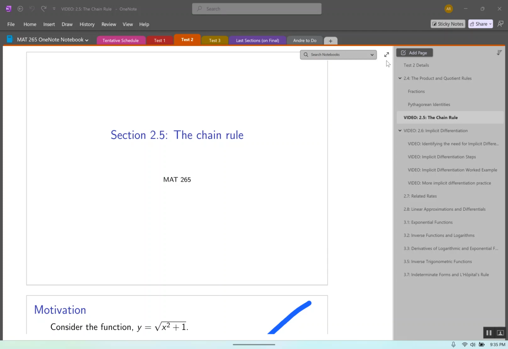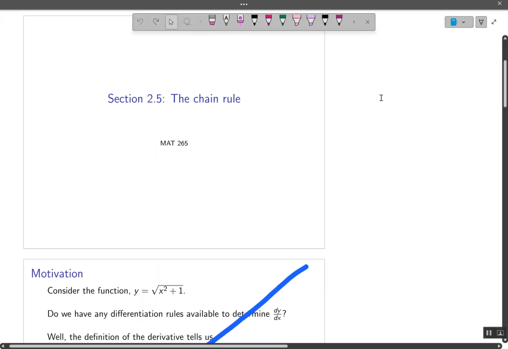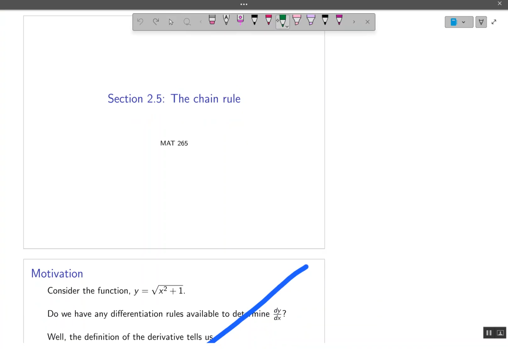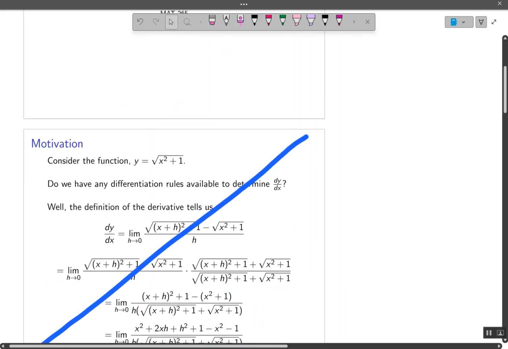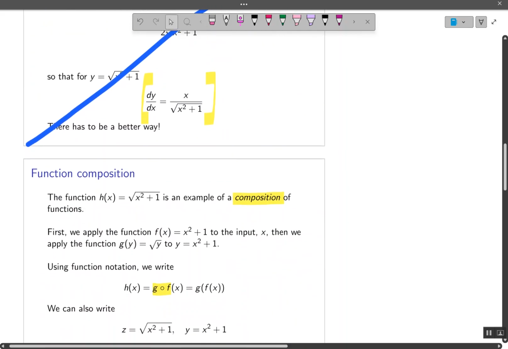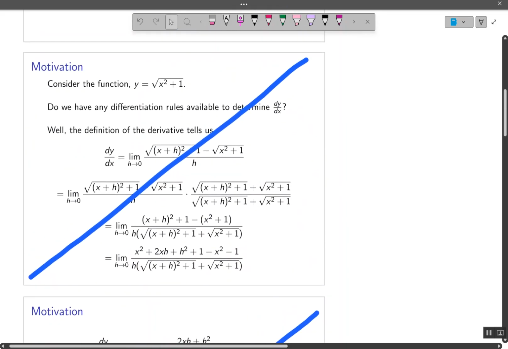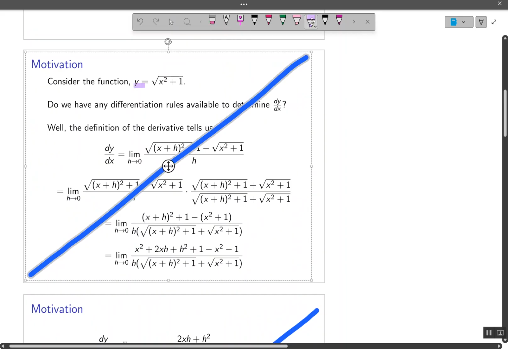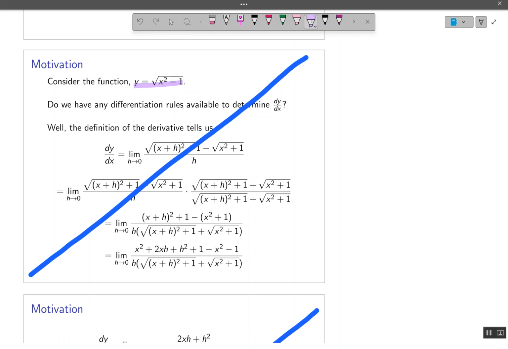Hello everyone, this is 2.5 on the chain rule, and I will remark that the chain rule is probably the most important idea in the entire course. So, let's say we're looking at this function here. You can see that I've blocked off the work.